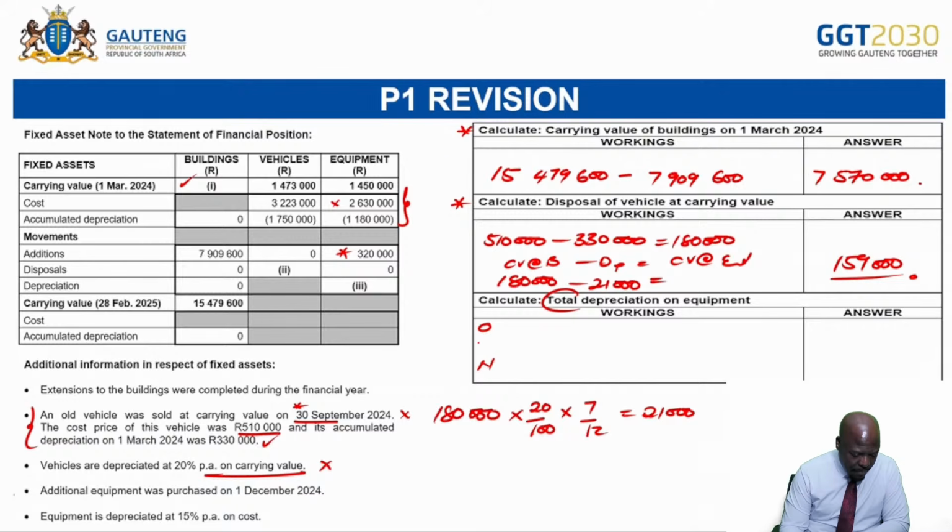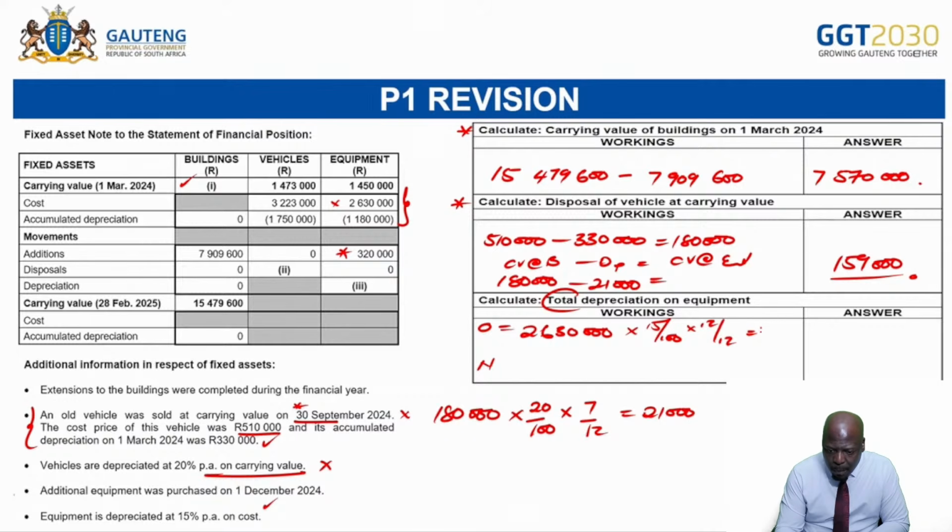So I'm going to say my 2,630,000, and I'm going to multiply that by, what am I calculating? 15% per annum on cost. So I'm going to say multiply by 15 over 100 times 12 over 12, because it is old. The old is always 12 over 12. I'm going to end up with 394,500.